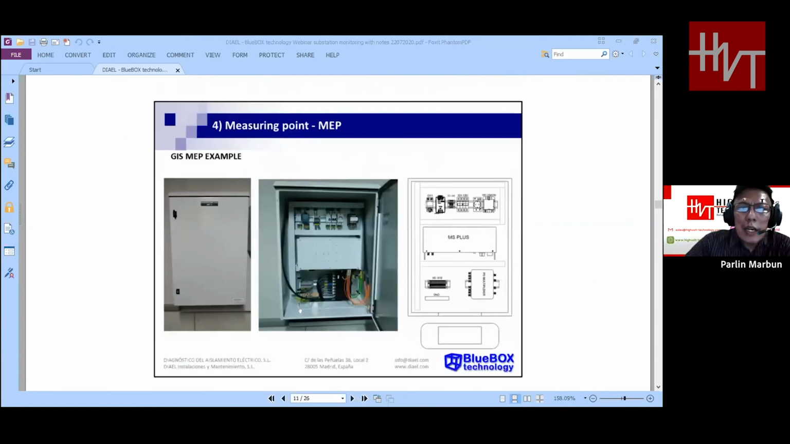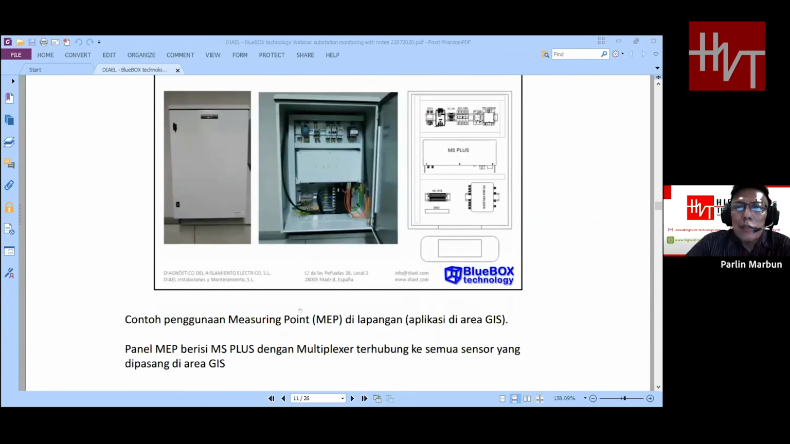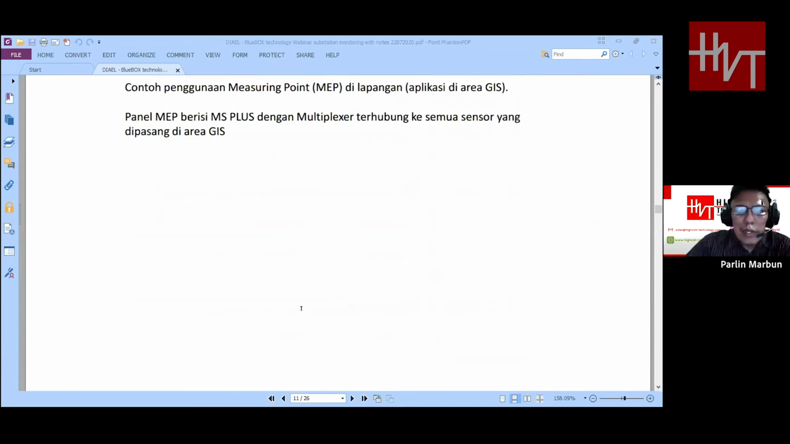Kemudian ini adalah satu contoh measuring point yang terpasang di GIS. Ya, saya skip saja ini.